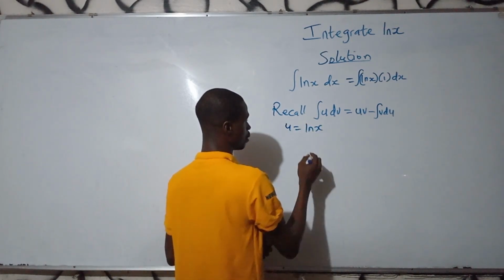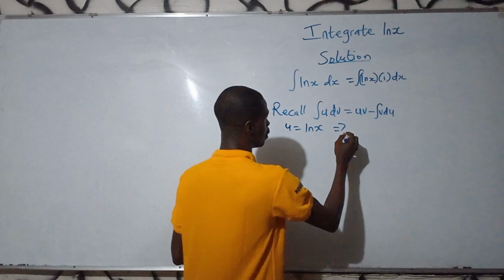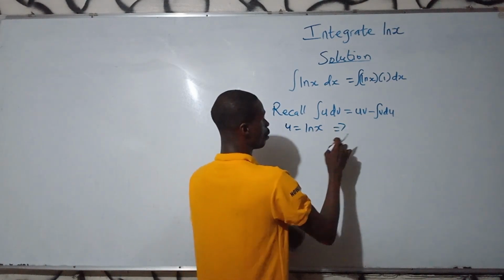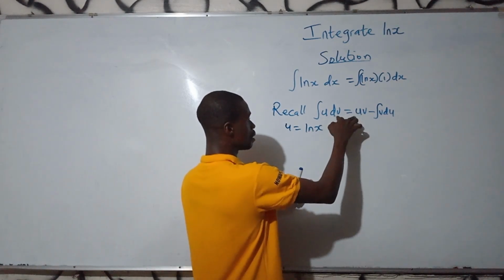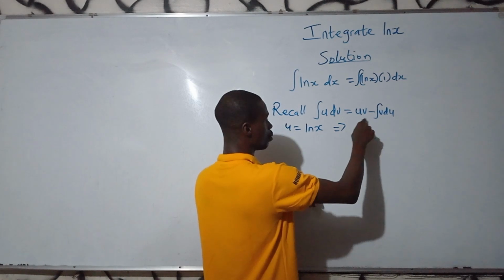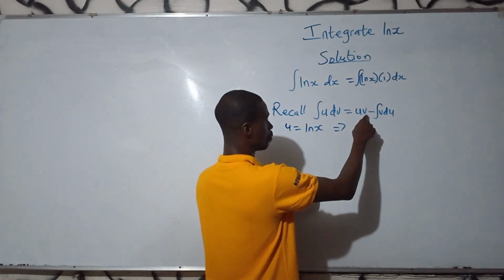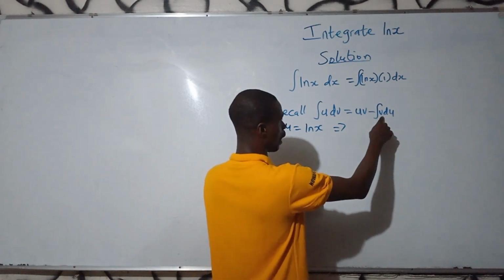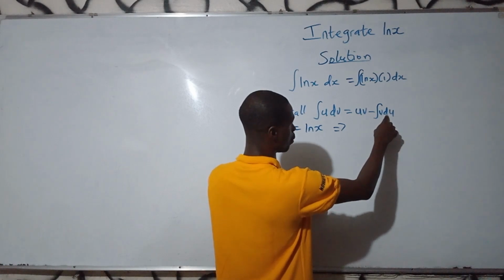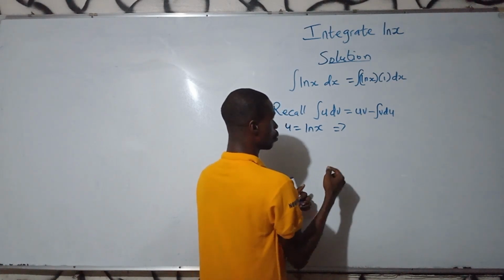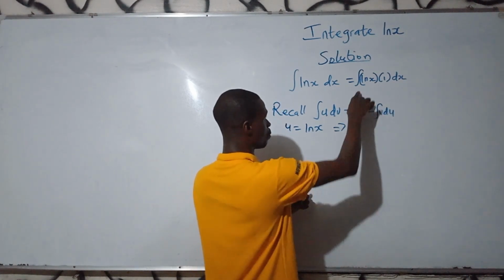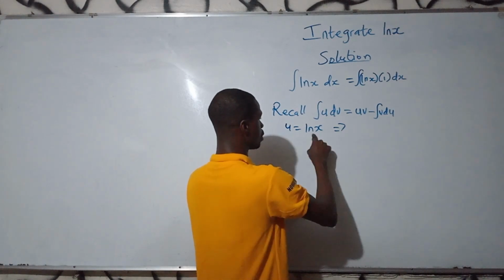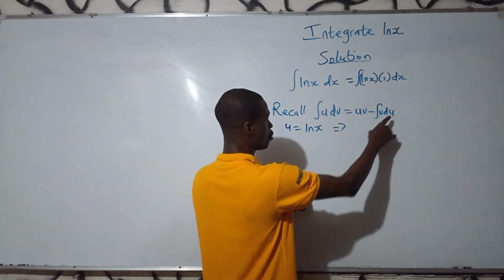In x, which implies what? Because we are using this formula, we are going to look for u, v, and what? We are also going to look for du. Do you get that now? From all this, we get our u, which is this, but we are going to find our du. You get that now?